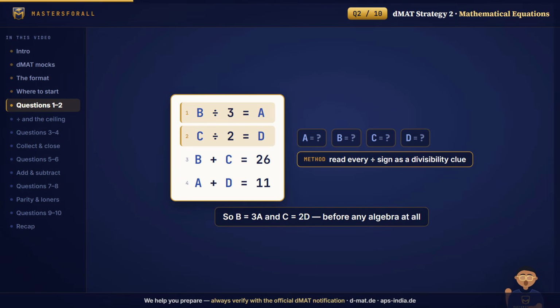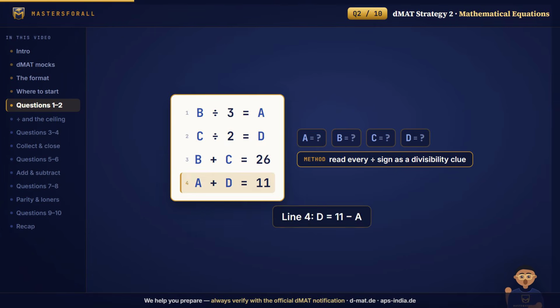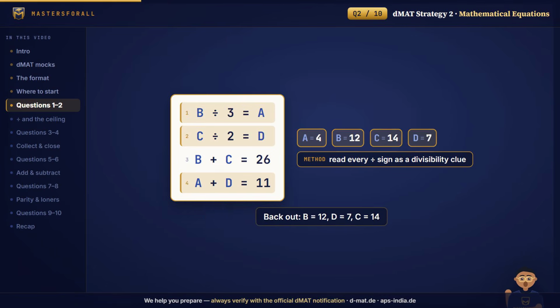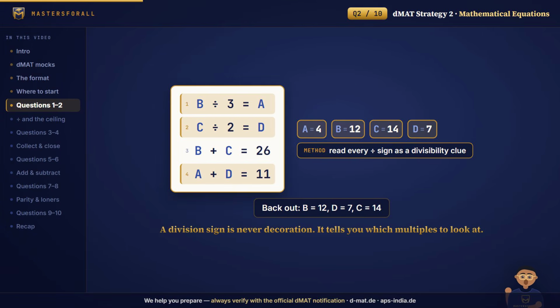B is 3a and C is 2d. Line 4 gives d equals 11 minus a. Put both into line 3. 3a plus 2 times 11 minus a equals 26. That is 3a plus 22 minus 2a. So a plus 22 equals 26. A is 4. Back out, b is 12, d is 7, and c is 14. A division sign is never decoration. It is telling you which multiples to look at before you write anything.